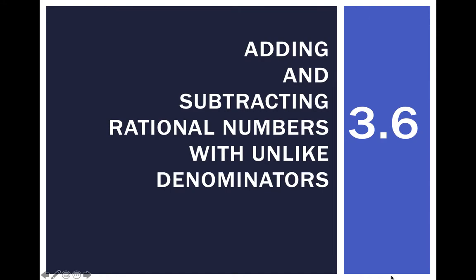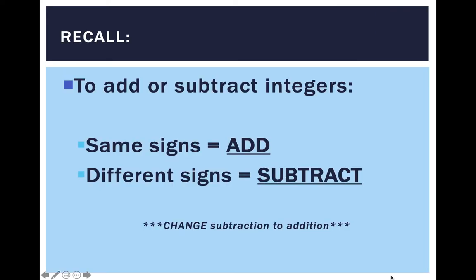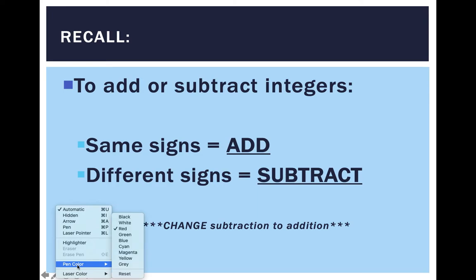For lesson 3.6, adding and subtracting rational numbers with unlike denominators. So in this video, we are going to be adding and subtracting fractions that don't have the same denominators. Also, they are going to be positive and negative. So first, we need to remember the rules for adding and subtracting positive and negative numbers.